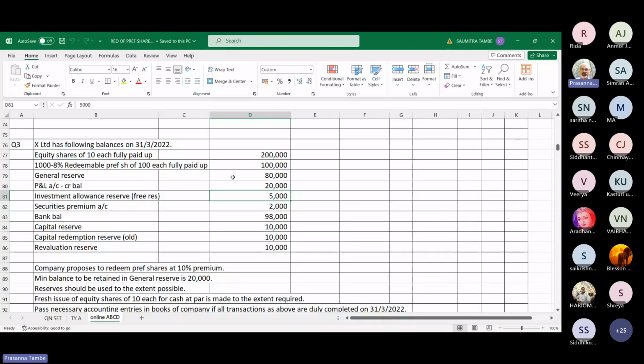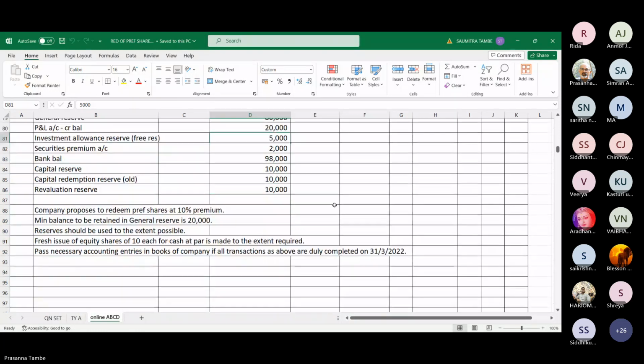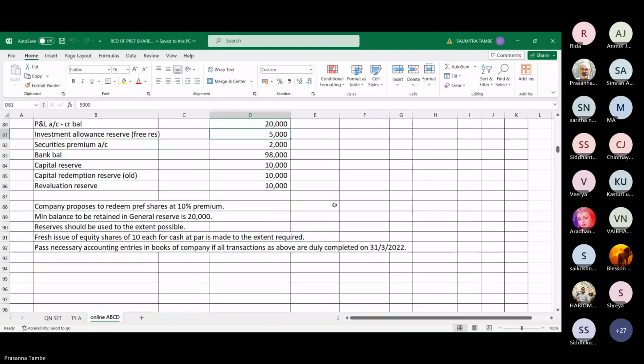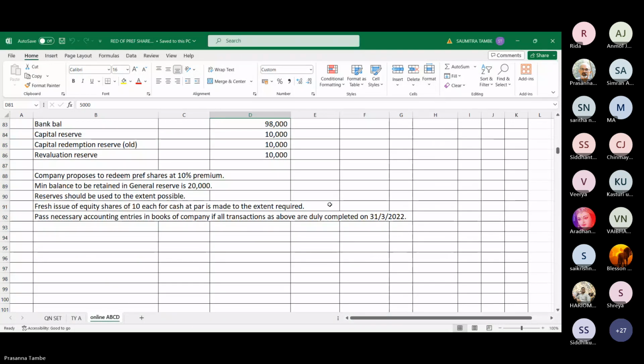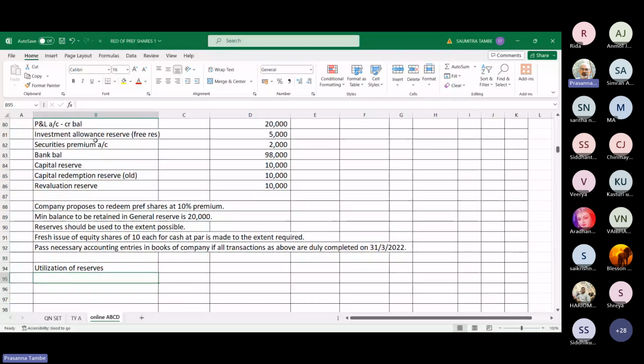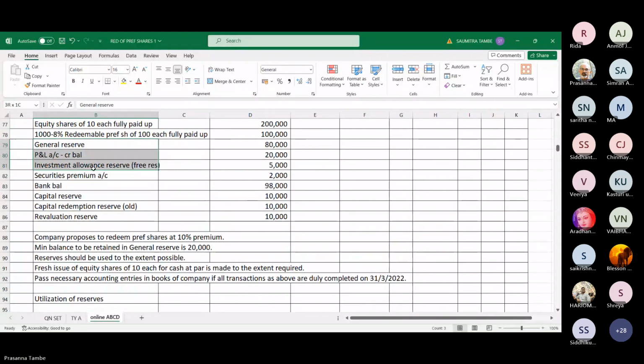Okay, so let's make a working note. Utilization of reserves. So how we are going to utilize that we will plan out. This is only for your reference so that you have a note as to what we can use and what we cannot use.